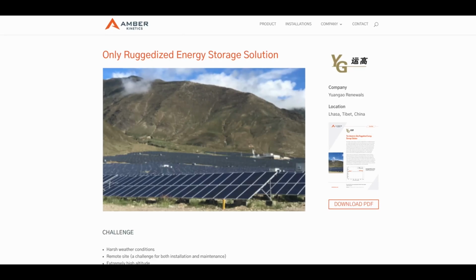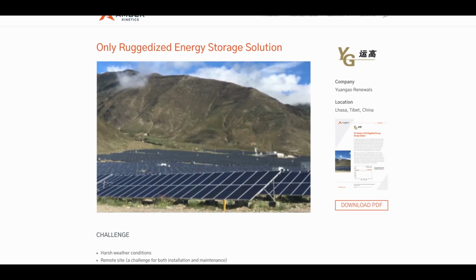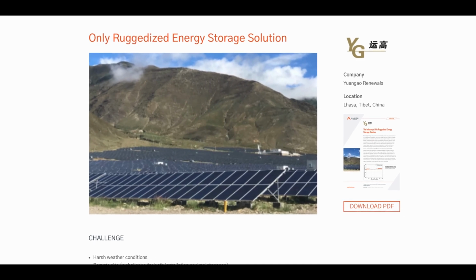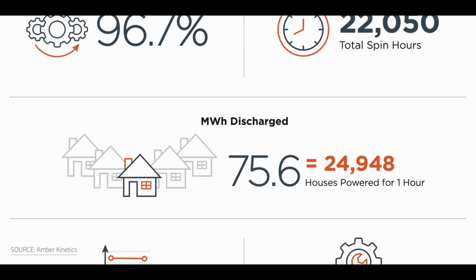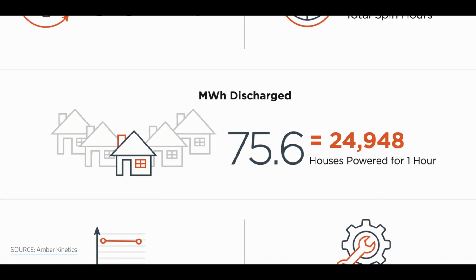Amber Kinetics also installed another storage system, but now in China, to operate a 60 megawatt solar power plant in order to store electricity and improve grid stability. Since it commissioned in 2018, it's already stored 75.6 megawatt hours with no gas emission.